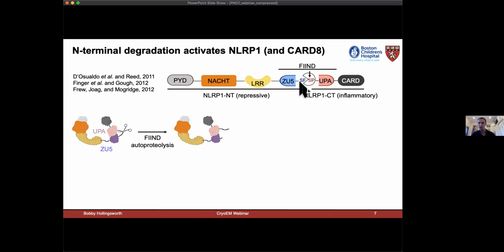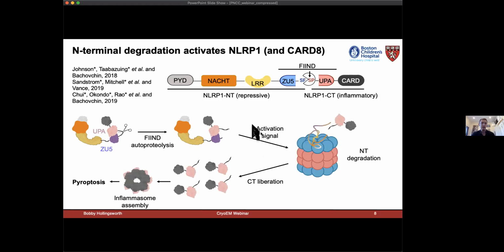So NLRP1 and the related sensor CARD8 contain this autoproteolytic function-to-find domain, or FIIND, I've abbreviated here. Autoproteolytic activity in that domain splits FIIND into two non-covalently associated subdomains called ZU5 and UPA. And these two halves of the protein after autoprocessing remain self-associated, and physical separation of the C terminus, which is the business end of the protein, is required for its activation. That's accomplished through N-terminal degradation by the proteasome.